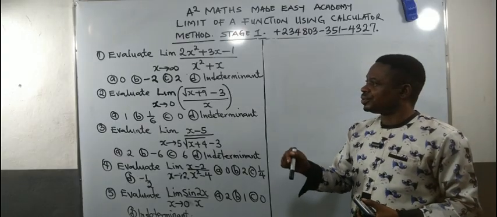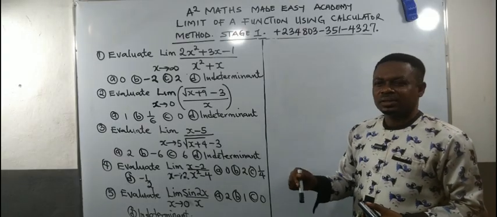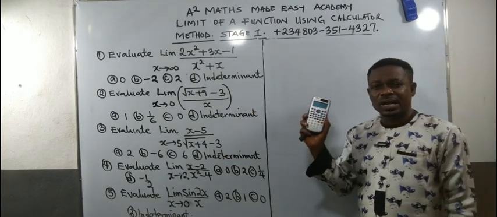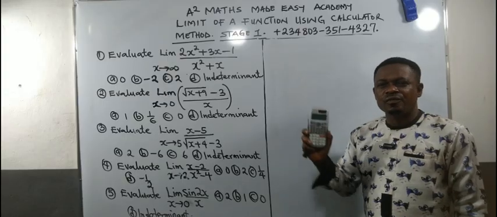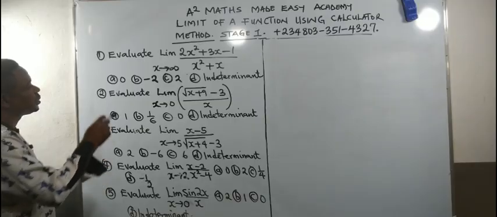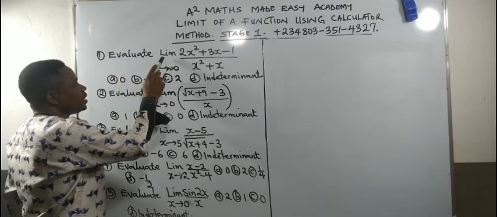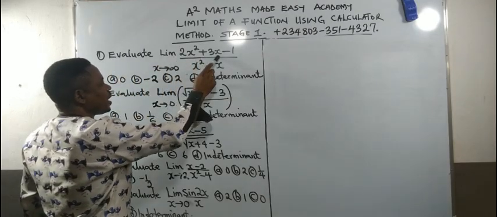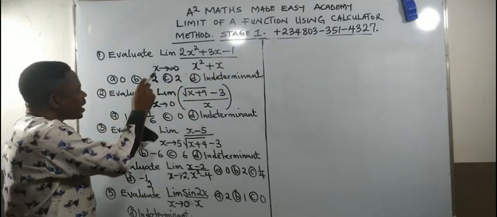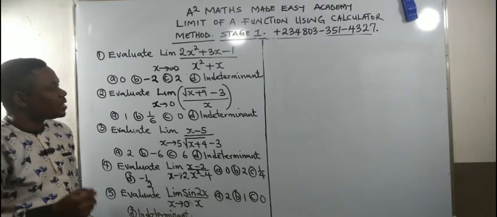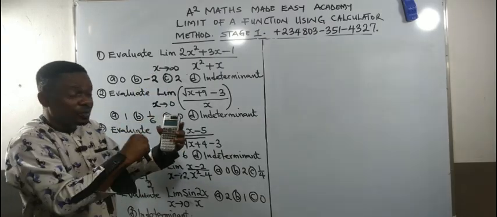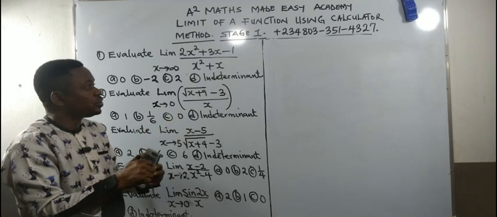Now, I want to continue. Question number 1. What I want to do here today is to solve this problem using the calculator method. Can we move ahead now? So let's tackle question number 1. What is question number 1? The question says, evaluate limit of 2x squared plus 3x minus 1, all over x squared plus x, as x approaches infinity. Now, how do we solve a limit of a function when x tends to infinity using the calculator method? I want you to watch.